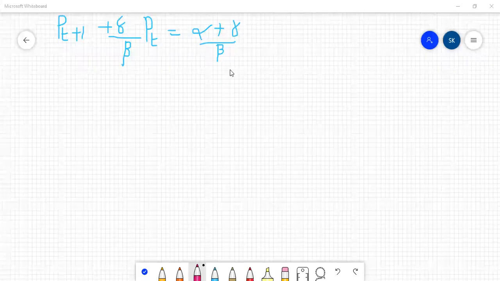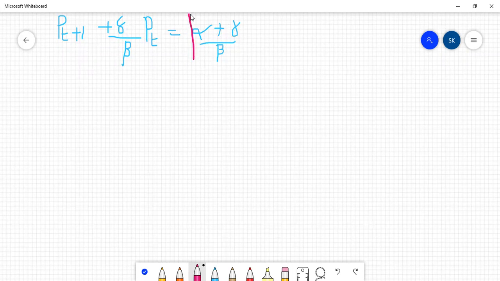What we will do next is write p(t+1) + (sigma/beta) p(t) = (alpha + gamma)/beta. Now we know that this is the constant term, which is not equal to 0 when we are studying the non-homogeneous case. Therefore, over here also this is not equal to 0.